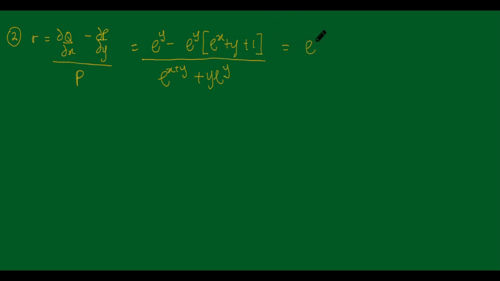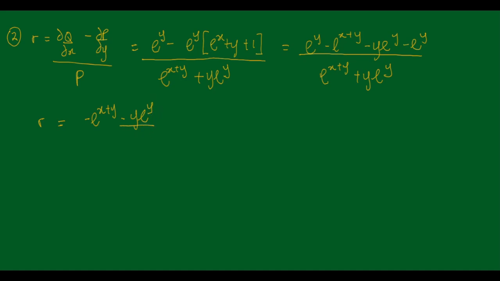So on simplification, we have e raised to the power of y minus e raised to the power of x plus y minus y e raised to the power of y minus e raised to the power of y divided by e raised to the power of x plus y e raised to the power of y. So by collecting like terms and simplifying, we have that r is equal to minus e raised to the power of x plus y minus y e raised to the power of y divided by e raised to the power of x plus y e raised to the power of y.